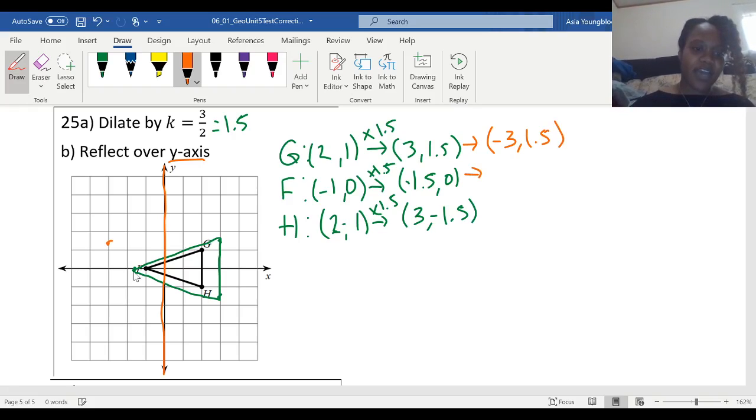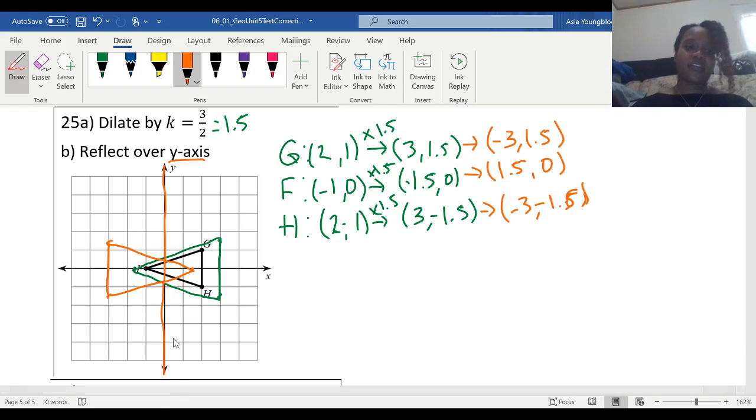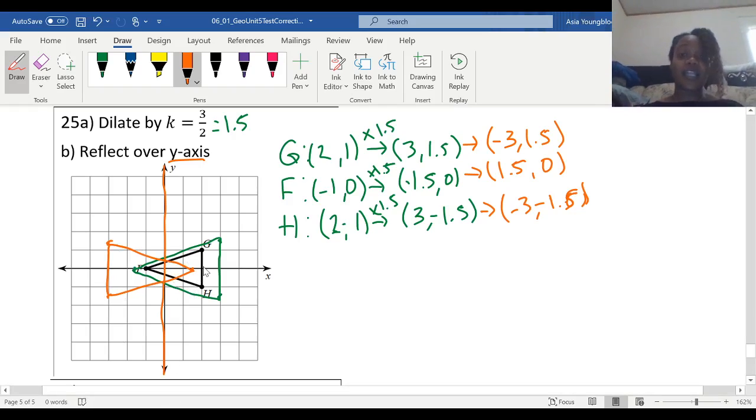The new point for F is 1.5 to the left, so we're going to go 1.5 to the right. So our new F is going to be 1.5, 0. And our new H is, again, 3 to the right, so we're going to go 3 to the left. So our new point for H is negative 3, negative 1.5. And this is our final figure after our original figure was dilated by 1.5 and reflected over the y-axis.